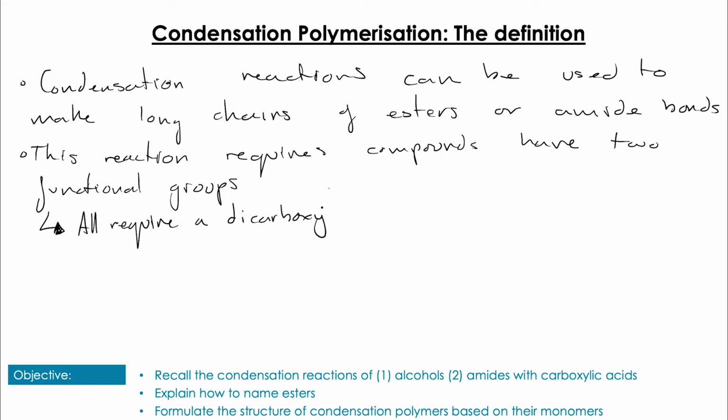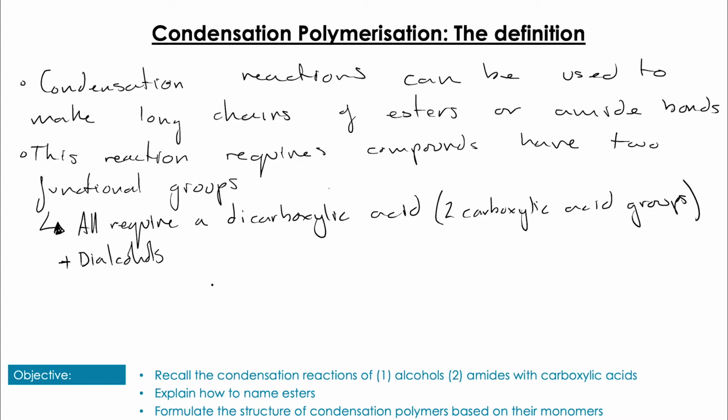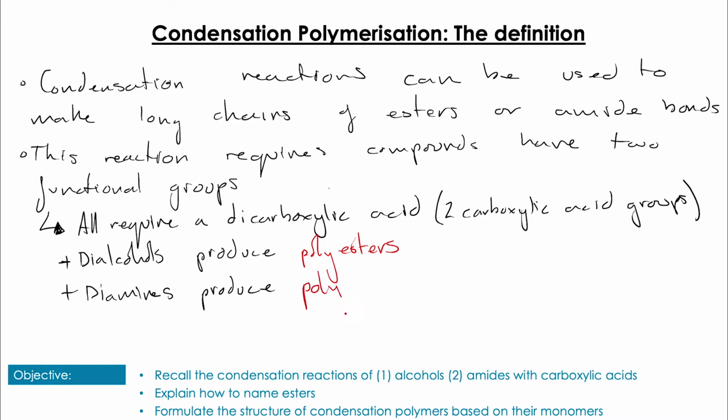the polymers. All of these are going to require a dicarboxylic acid. That's a molecule with two carboxylic acid groups, just like how a carboxylic acid was required for both esters and amide production. Then, if we add to that a dialcohol, that's a group with two alcohol groups, we are going to produce polyesters. And if we add to that a diamine, which is a molecule with two amine groups, then we're going to produce polyamides.